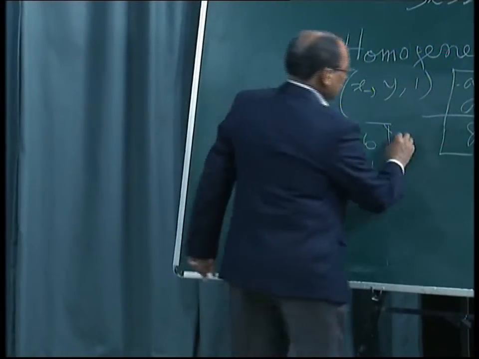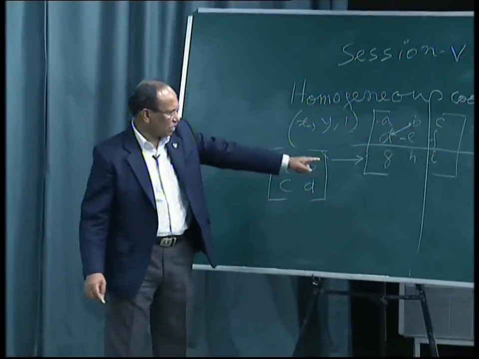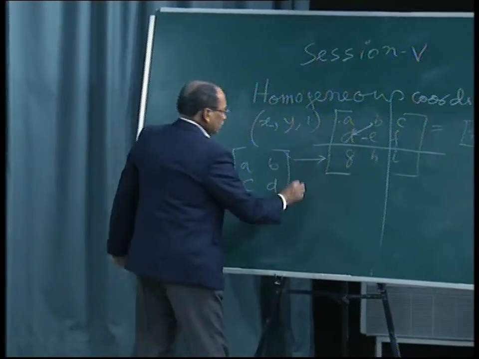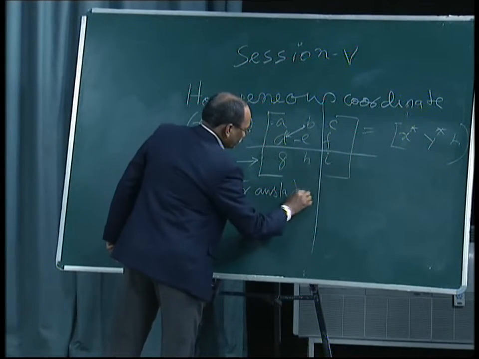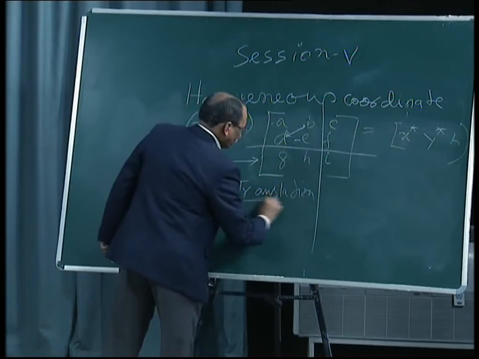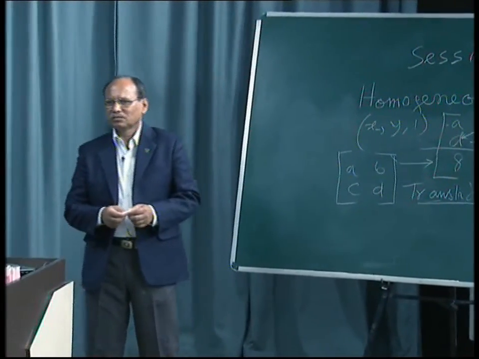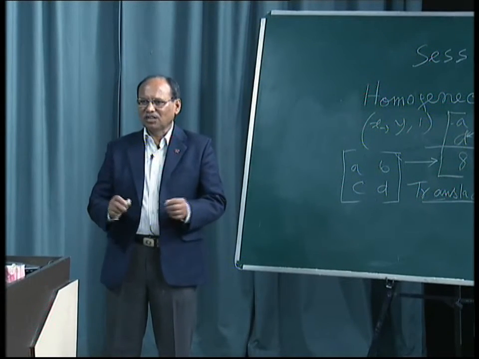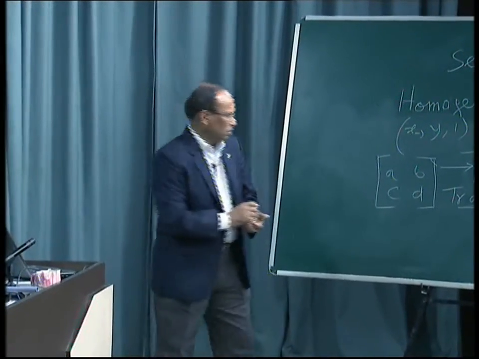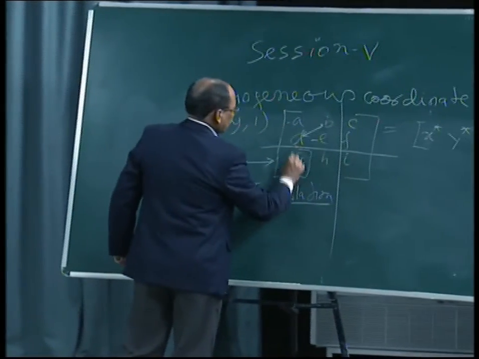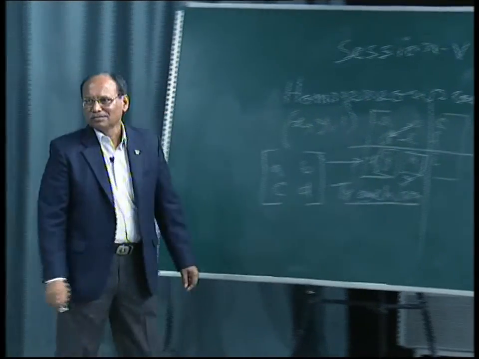These two elements, the first two elements of this last row, help in translation. That is all. If you want to translate in the x direction or y direction, you just change these; this will change in the x direction or this will change in the y direction. So simple.